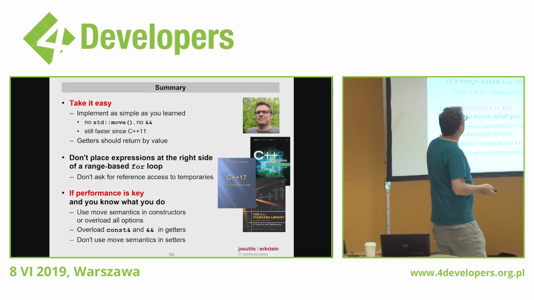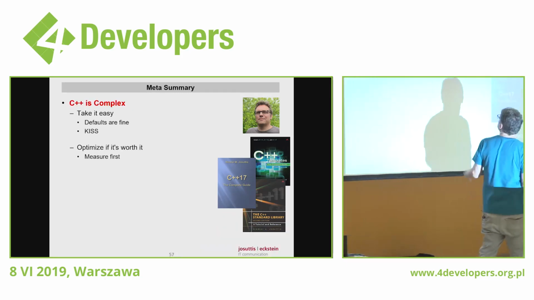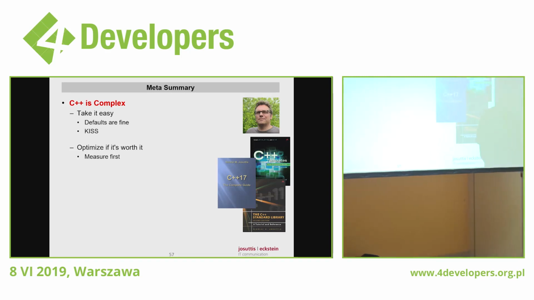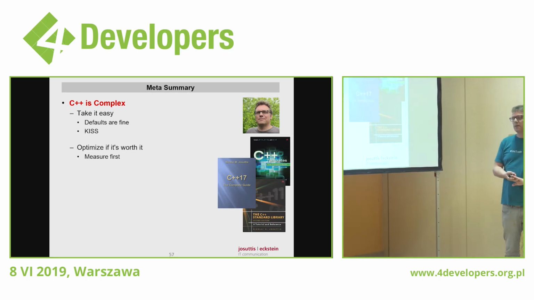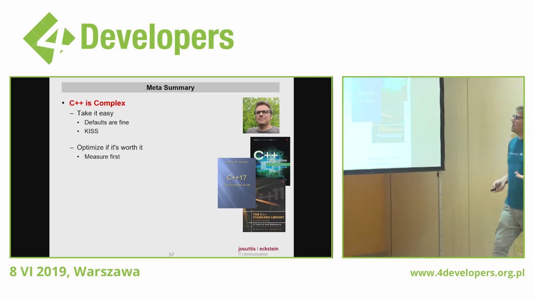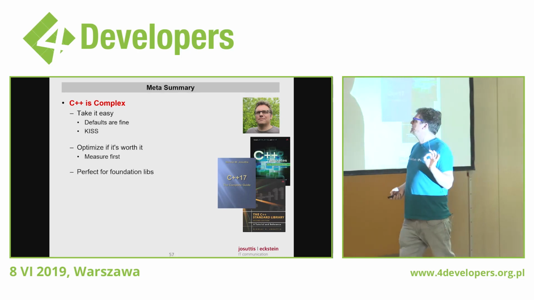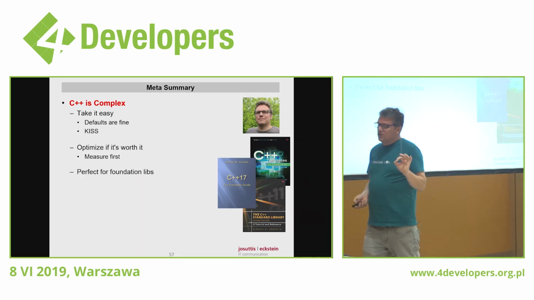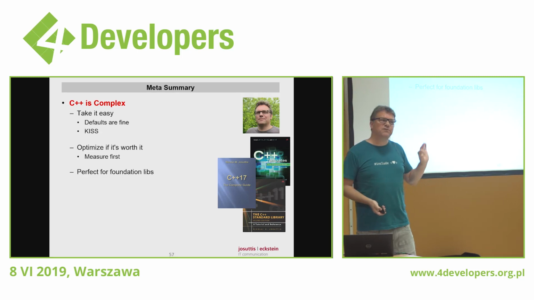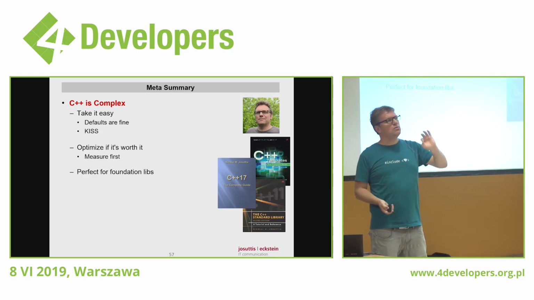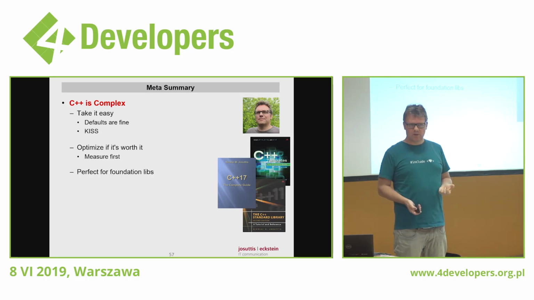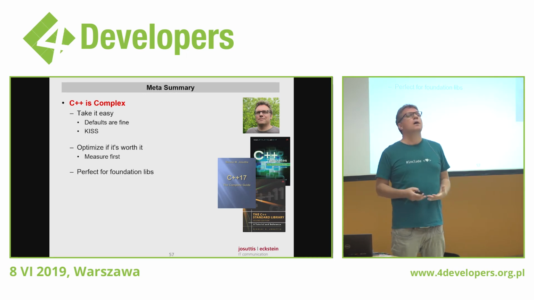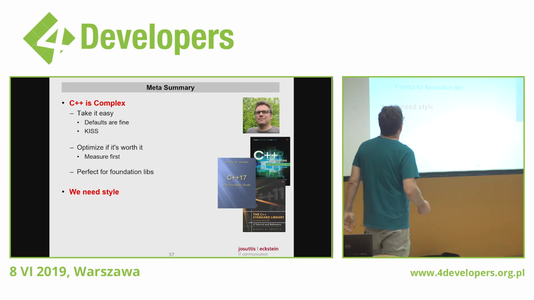We have a meta problem. We have a second summary here, which is: C++ is complex, as we have learned now. Take it easy. Defaults are fine. Keep it simple and stupid. Optimize if it's worth it. Usually measure first. You should only be perfect if you write foundation libraries, libraries that are used by thousands and millions of programs and programmers, which is some reason we, for example, have all the overloads and use forward in the standard library in a lot of places.